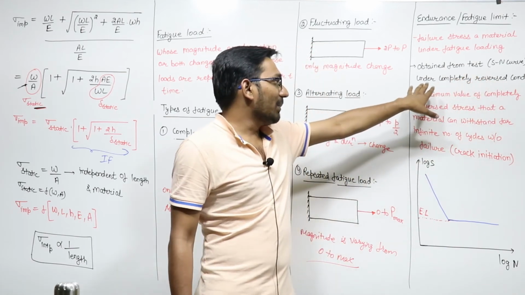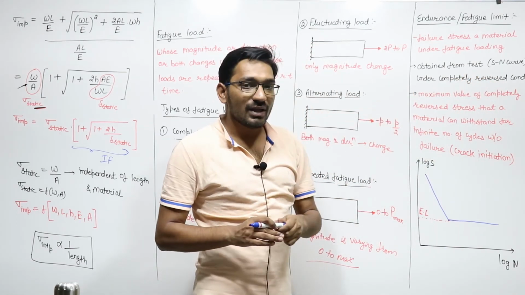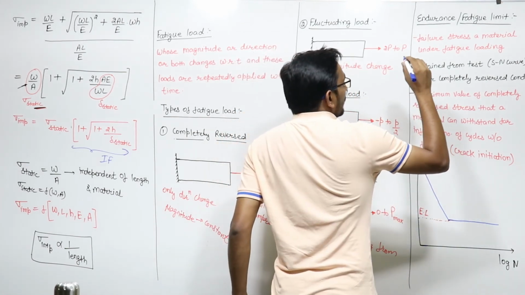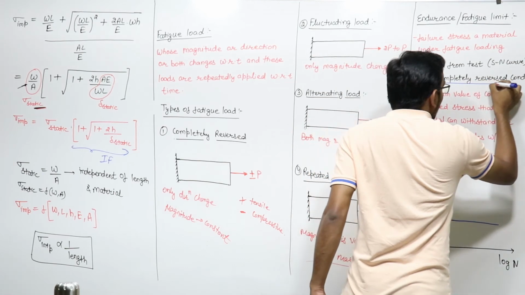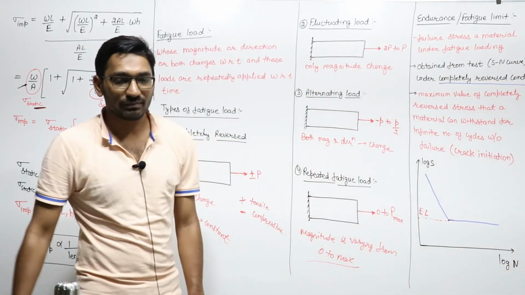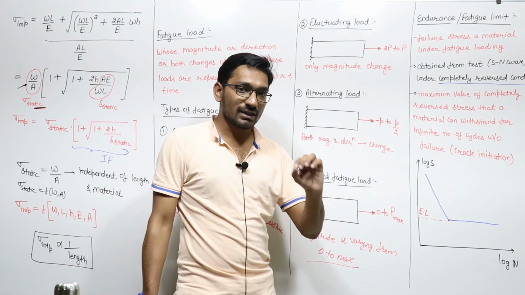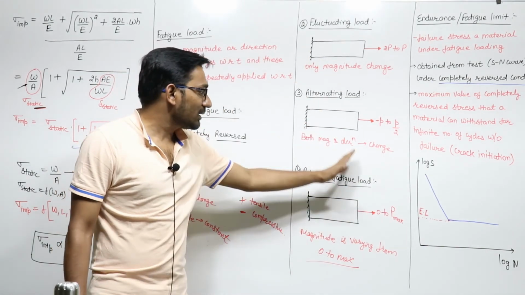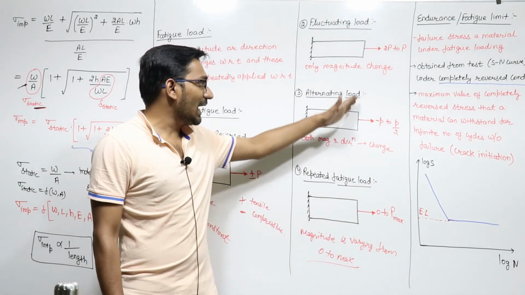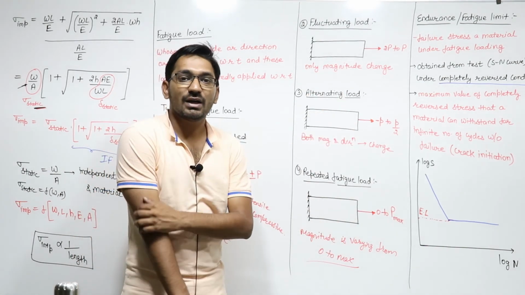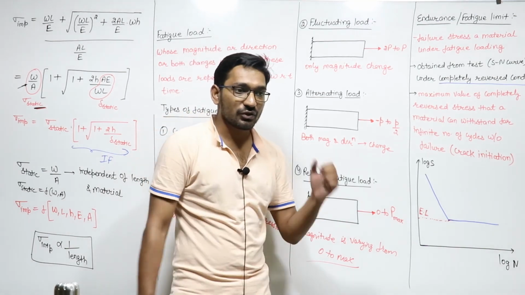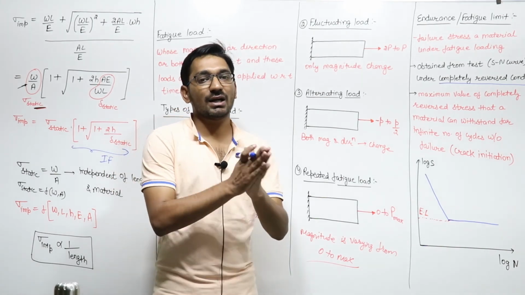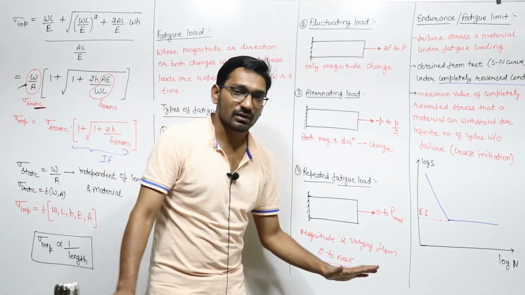But the most important thing is that the fatigue test is every time done under the completely reversed condition. This is the important thing. We only take the test under completely reversed condition. No other type of fatigue loading is considered during the making of that SN curve, right? So the endurance limit is available with us only for completely reversed fatigue loading, right?